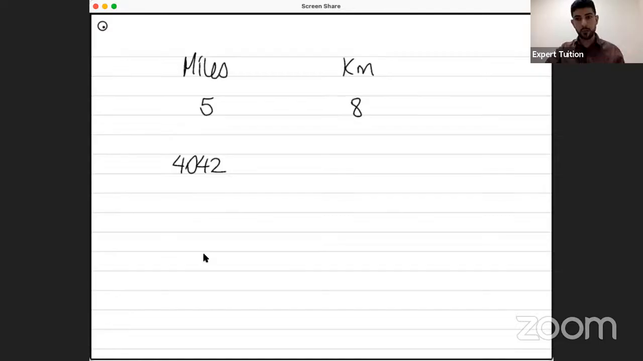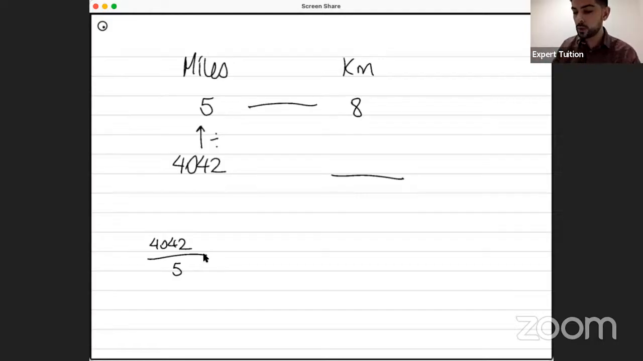So you lay out your work: you've got miles on one side, and kilometers on the other side. If I want to calculate this number over here, step 1 is to divide. So I'm going to go 4042 divided by 5. That was step 1. Step 2 is always to multiply. So in this case, times 8, whatever that might be, it doesn't matter.